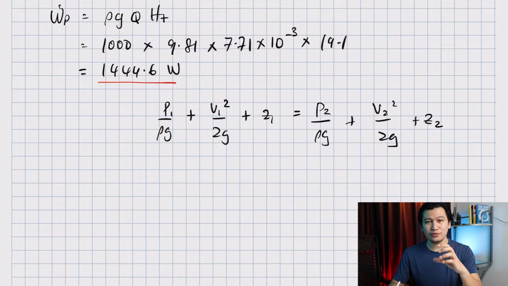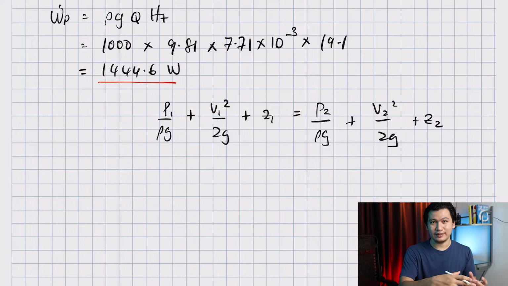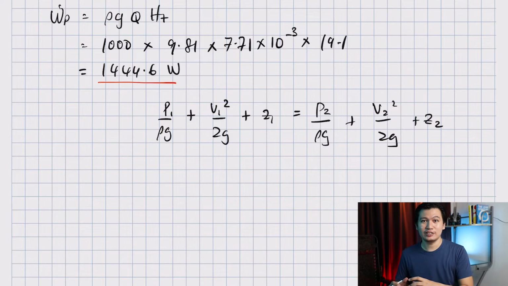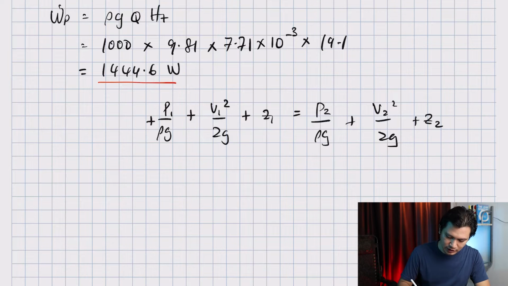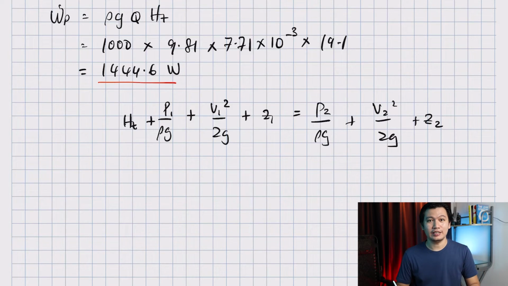When you have a device that is adding energy to the fluid, a pump adds energy to the fluid, a turbine extracts energy from the fluid. But for a pump, when it adds energy to the fluid, you need to add HT on the left-hand side. So your HT is here. Because the impeller is quite small, Z1 and Z2 are usually at the same level, or you can actually neglect it relative to the overall equation.